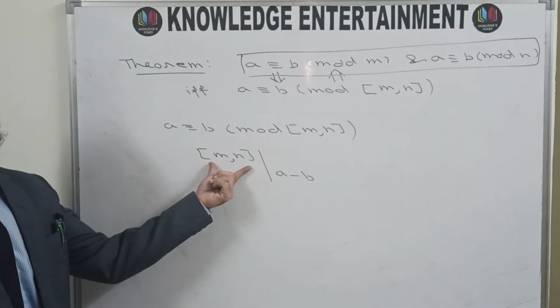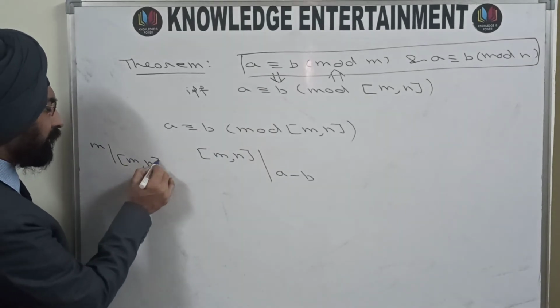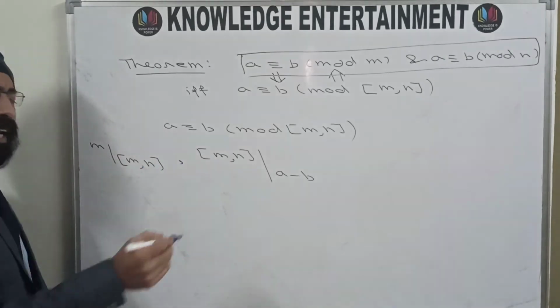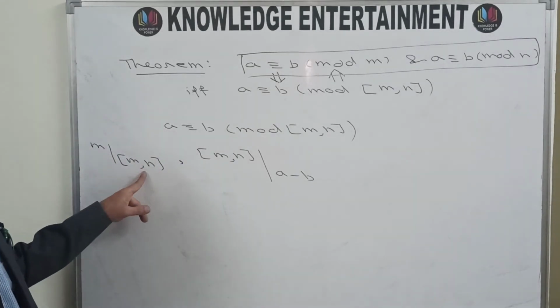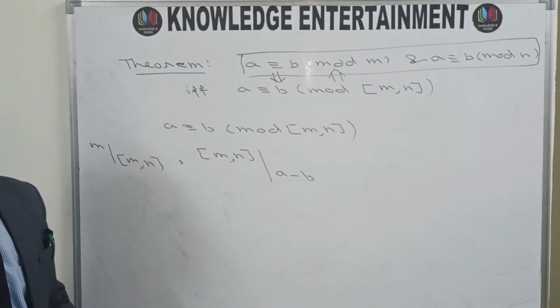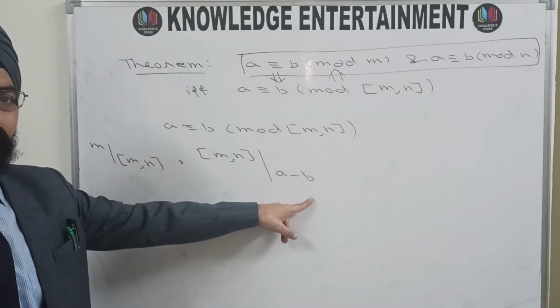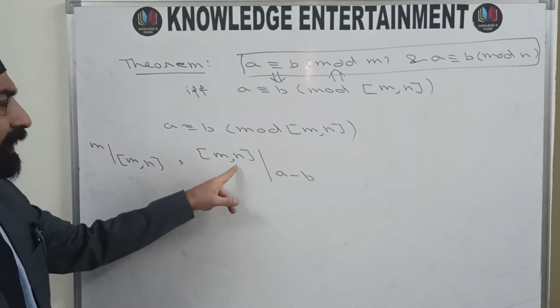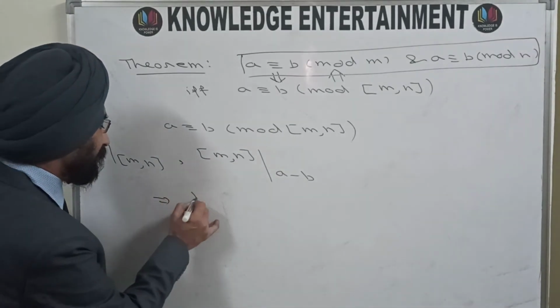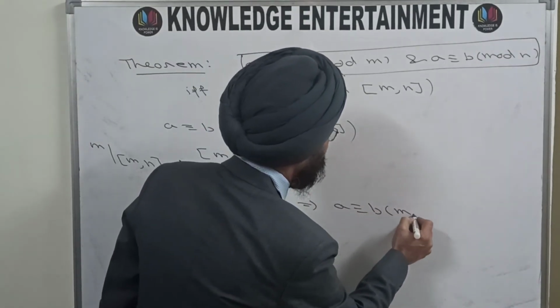This is the least common multiple. The least common multiple is a multiple as well. So it is a multiple of m, it is a multiple of n. That means m divides LCM of m and n, and similarly n will also. Now m divides LCM of m and n, LCM of m and n divides A minus B, and this relation of division is a transitive relation. If A divides B and B divides C, then A also divides C. We have proved this in a previous video. So here m divides LCM of m and n, LCM of m and n divides A minus B, which directly means m divides A minus B, and this means A is congruent to B modulo m.